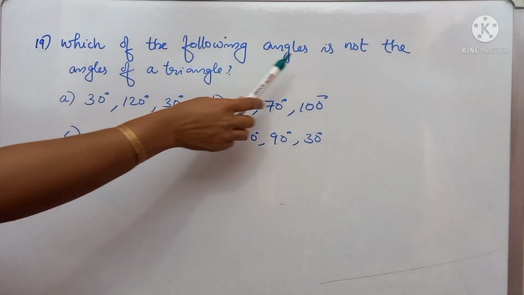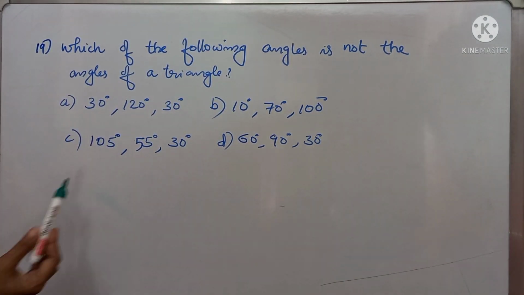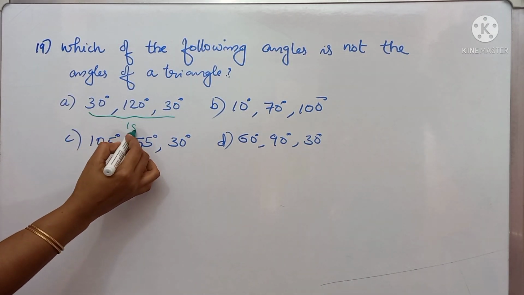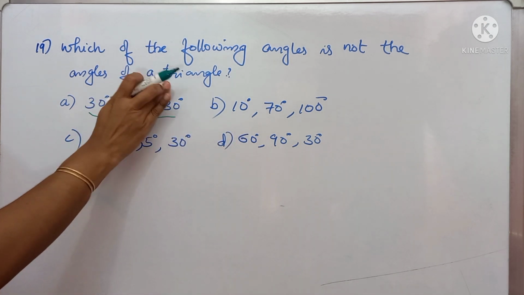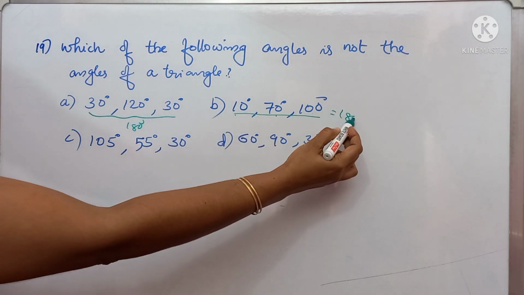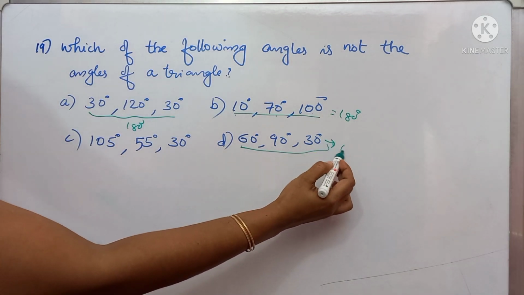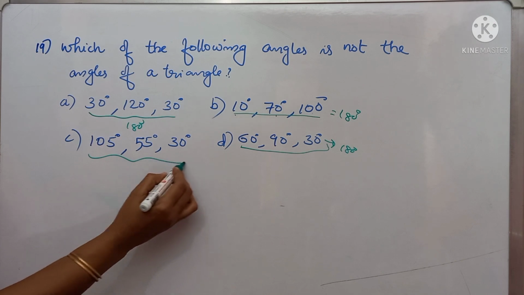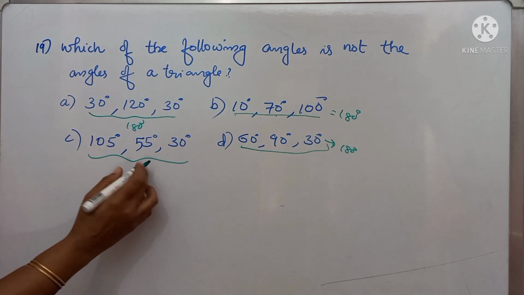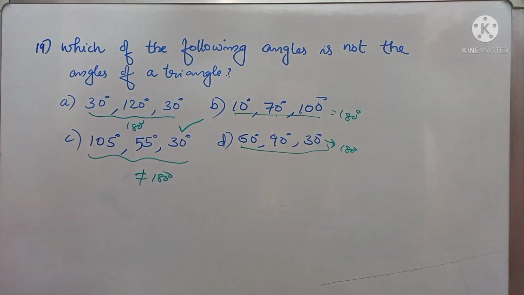Which of the following is not the angles of a triangle? Here some angles are given, we just add them: 30, 120, 30, that is 180 degrees. This sum is equal to 180 degrees, so it can be. The second one, 10, 70, 100, that is also 180 degrees. The angle sum is okay. And here also we can understand very easily, 180 degrees only. And this one is the different one, 105, 55 and 30 degrees, that is not equal to 180 degrees. Therefore, option C is the answer.